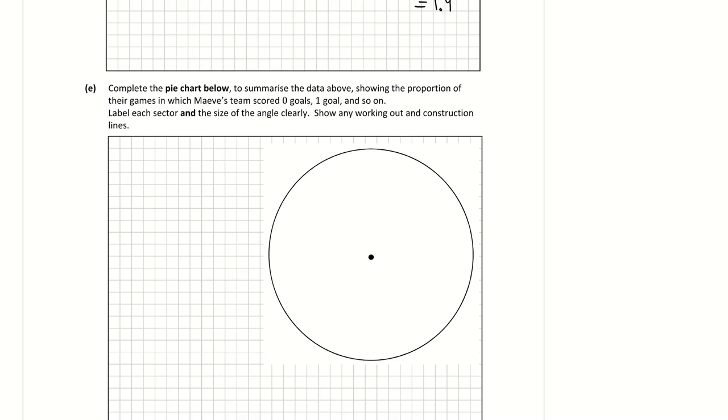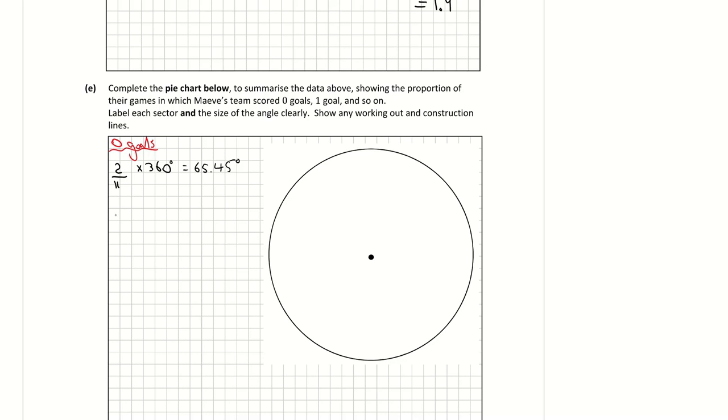So let's look at the scenario of 0 goals. So let's start with that. 0 goals. How many times did that happen? Well, if I go back up to my table, I have a 0 appearing twice. And it's out of 11 games, so 2 out of 11 had 0 goals. And to turn that into an angle for my pie chart, it's out of 360 degrees. So that's giving me roughly 65.45 degrees.